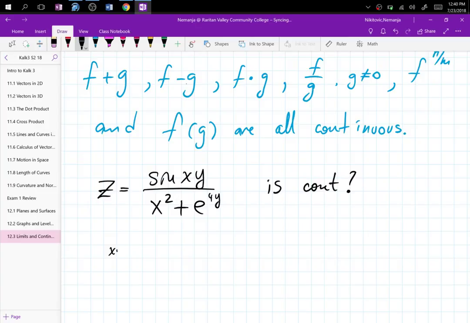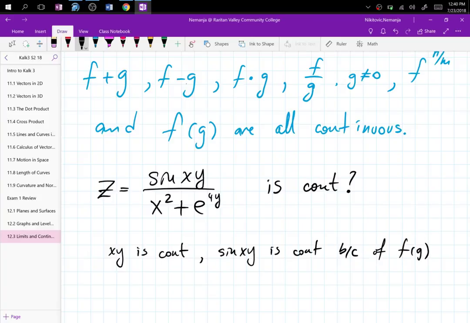You start by saying xy is continuous because it's polynomial-like. You just have x times y. They're both continuous, so xy is continuous. Then sine xy is continuous because of f of g. Then x squared is continuous. That's basic. E to the 4y is continuous. That's also basic. That's all from Calc 1.